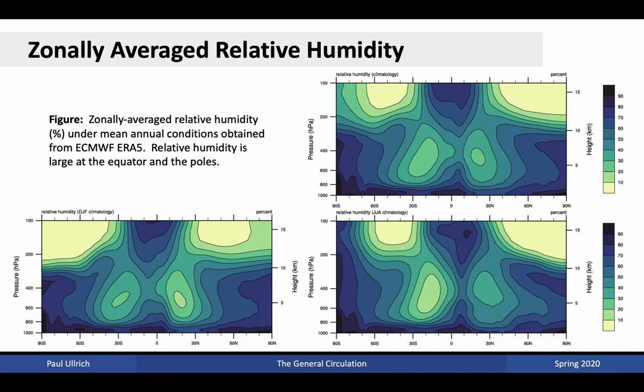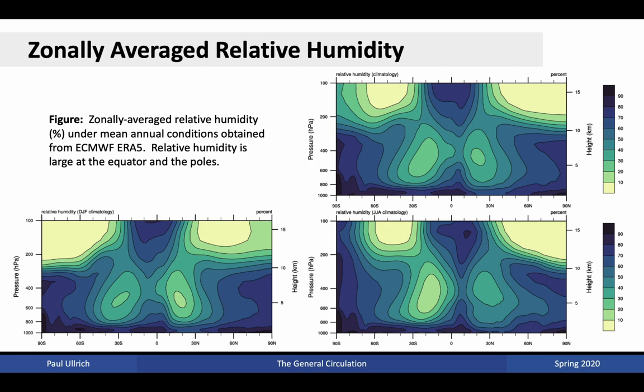Relative humidity, on the other hand, is a different beast. Recall relative humidity is equal to specific humidity divided by saturation specific humidity. Since saturation specific humidity has strong temperature dependence, specifically, at low temperatures, saturation specific humidity is also small, we instead see three peaks of the relative humidity along these latitudes. Specifically, we see a peak in the South Pole, at the equator, and at the North Pole.